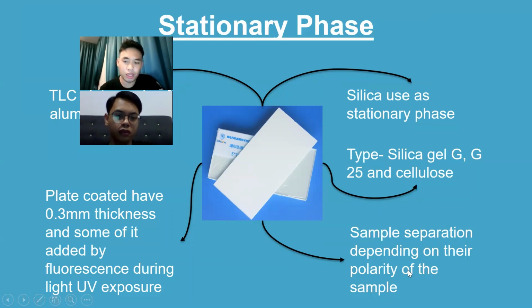The sample separation depends on the polarity of the sample. This is the place in the stationary phase where the separation of the mixture occurs, and we can see and identify the polarity of the sample.